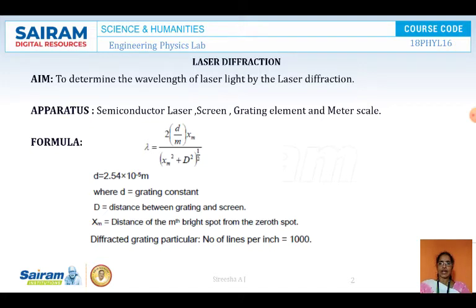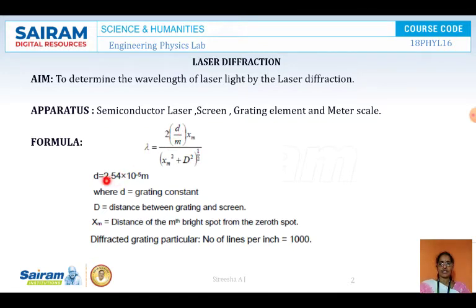Using this diffraction phenomenon and the laser, we can determine the wavelength of the given laser light. So the aim of the experiment is to determine the wavelength of the laser light by laser diffraction. Here the formula which we are going to use is lambda, the wavelength of the given laser light, lambda is equal to 2 d by m into xm by square root of xm square plus capital D square. So what is this small d? Small d is nothing but the grating constant.